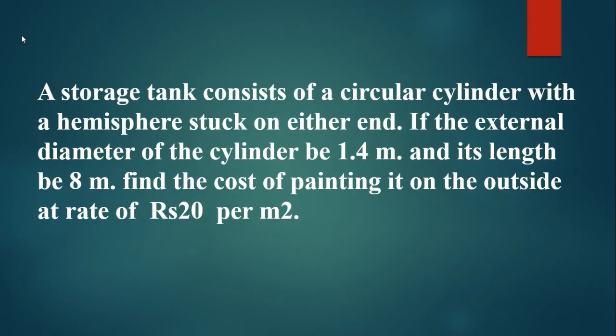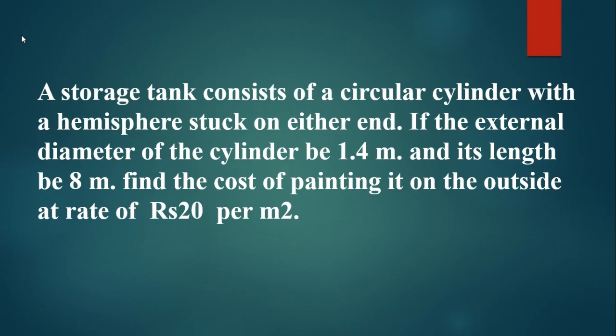A storage tank consists of a circular cylinder with a hemisphere stuck on either end. If the external diameter of the cylinder be 1.4 meters and its length is 8 meters, find the cost of painting it on the outside at the rate of rupees 20 for 1 square meter.